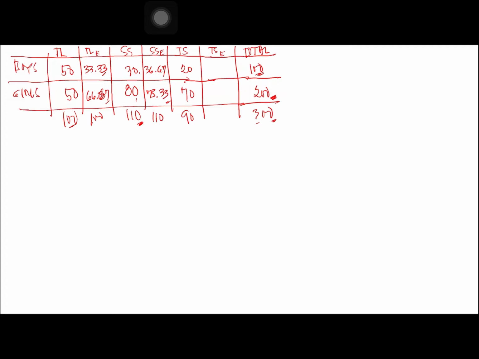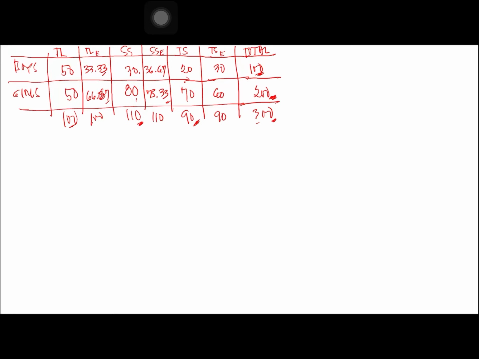Okay, the next is we have 90 times 100 divided by 300. We have there 30. And then 90 times 200 divided by 300. We have there 60. And this is 90.